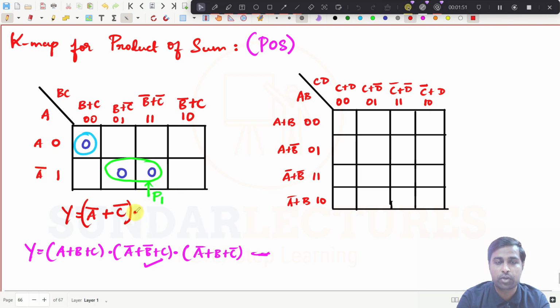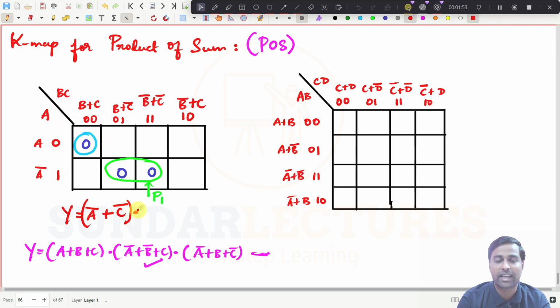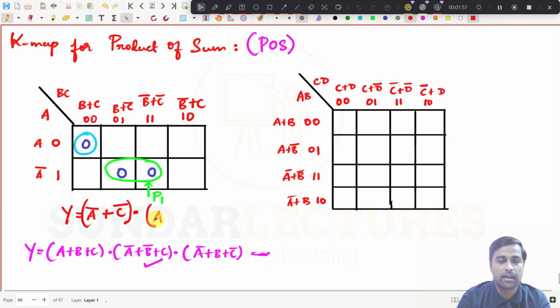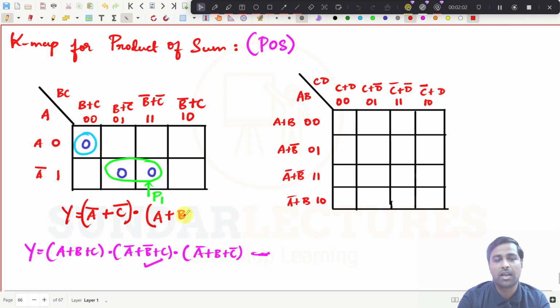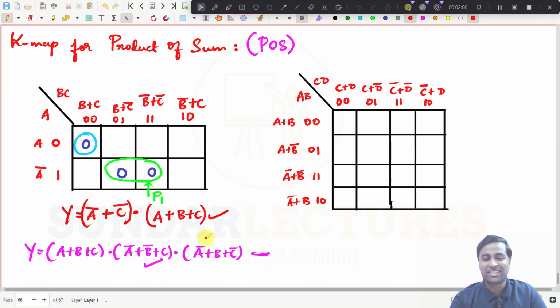It will come like, put a dot now, put a dot for the second one. This is a separate expression. How can I write this one? This is A straight away. This is A, and what is this term now? B plus C. So it will be plus B plus C. That's all. So this is the final expression.